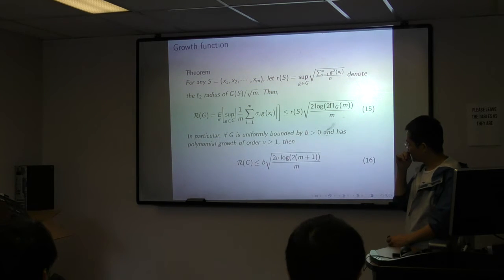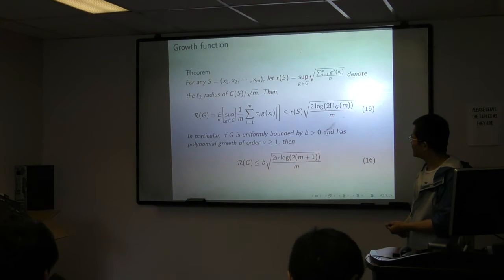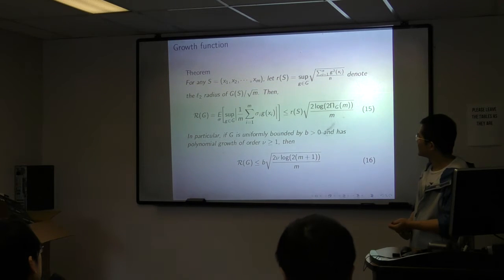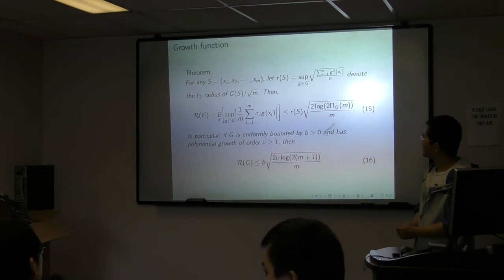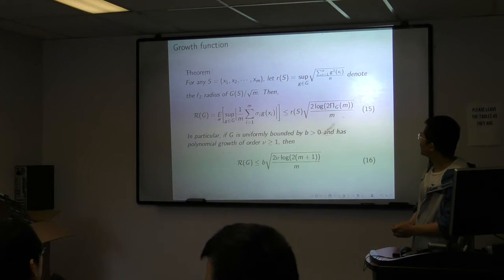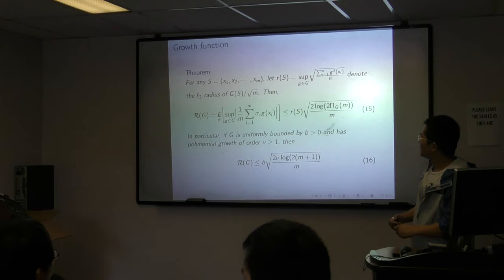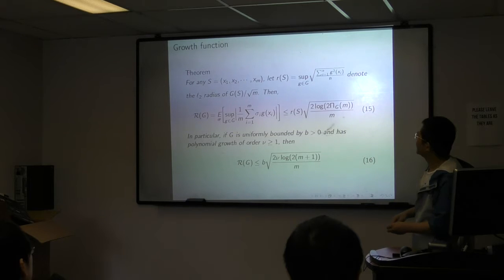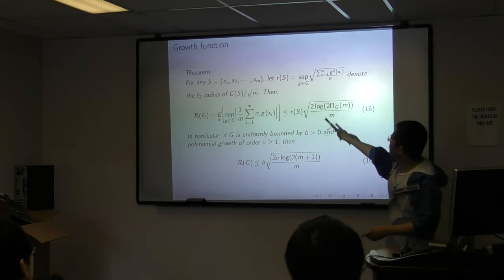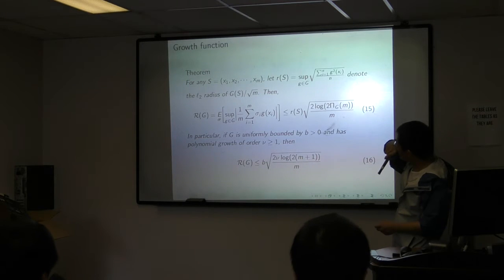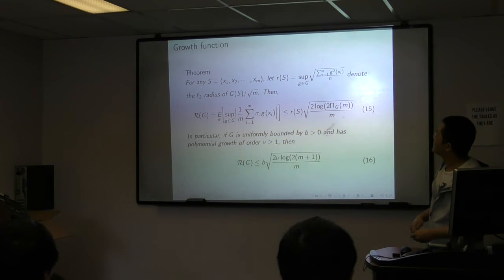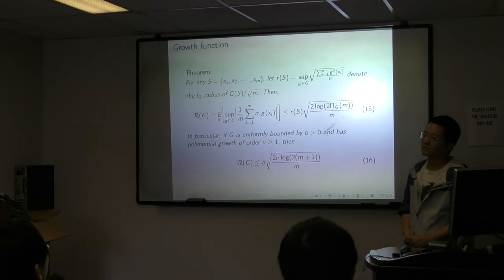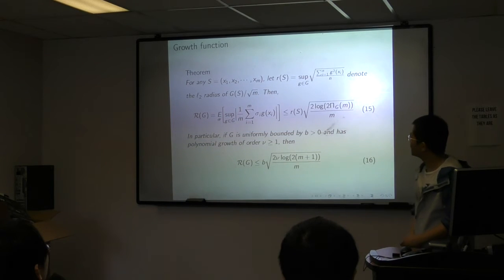I think the main point is that G is uniformly bounded by B. It goes back to this. It means this supremum is bounded by some stuff. I think that's why I was getting to this B.